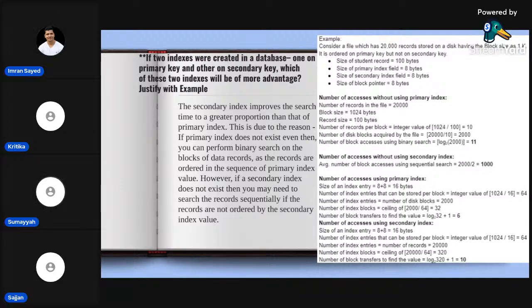So the difference between a primary index not existing and existing is not that big. It doesn't improve the time that much, but the secondary index improves the searching time by a lot. So if the primary index does not exist, you can perform binary search on the blocks of data records, as the records are ordered in sequence of primary index value. However, if the secondary index does not exist, you may need to search the records sequentially if the records are not ordered by the secondary index value. Okay, fine. I think we should be able to explain that.